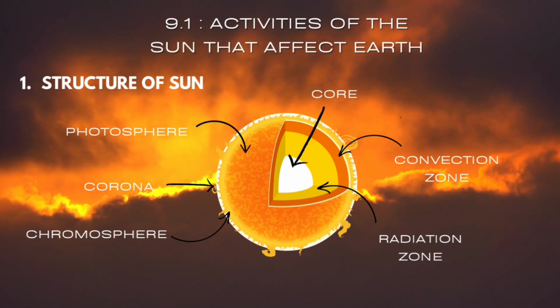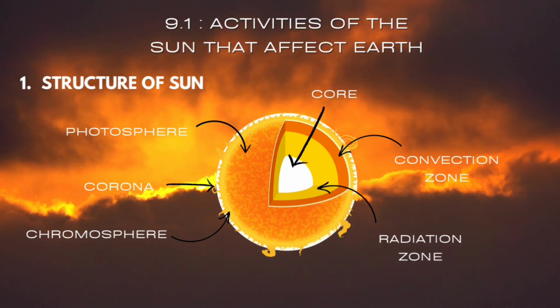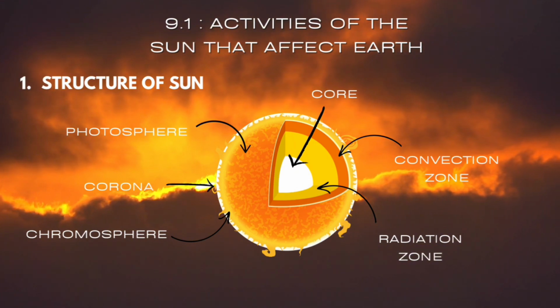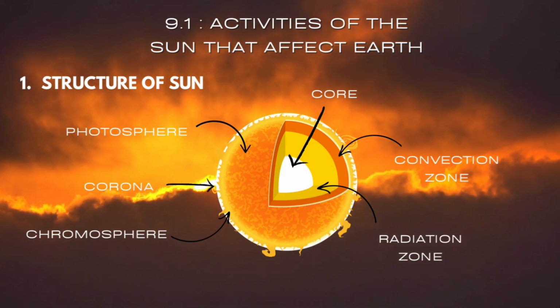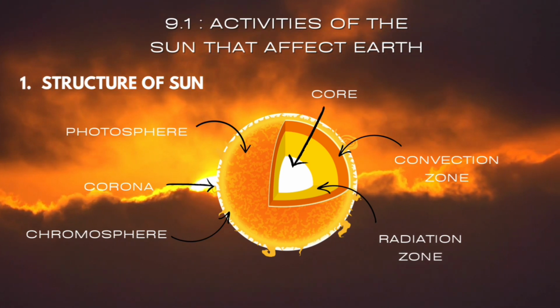The core is the innermost layer where nuclear fission occurs. Next, we have the radiative zone. The radiative zone surrounds the core. This zone extends outward about 70% of the sun's radius.